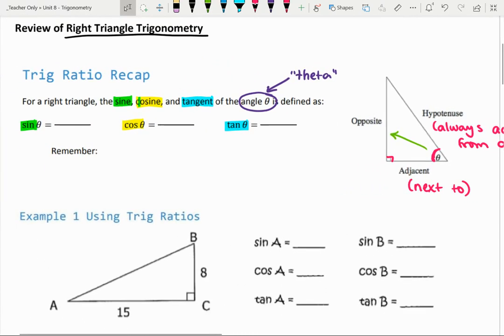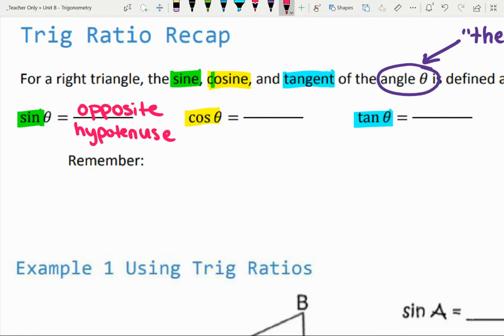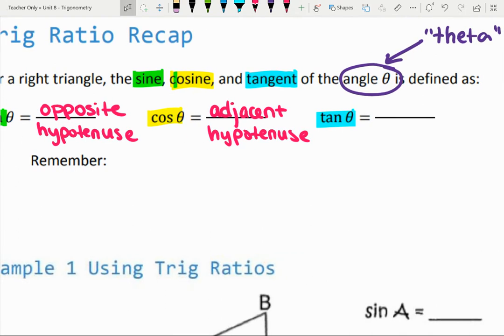So if I want to find the sine of that angle theta, I'm going to take the length of the opposite side and divide it by the length of the hypotenuse. If I want to find the cosine of that angle theta, I'm going to take the length of the adjacent side and divide it by the length of the hypotenuse. And if I want to find the tangent of that angle theta, I'm going to take the length of the opposite side and divide it by the length of the adjacent side.